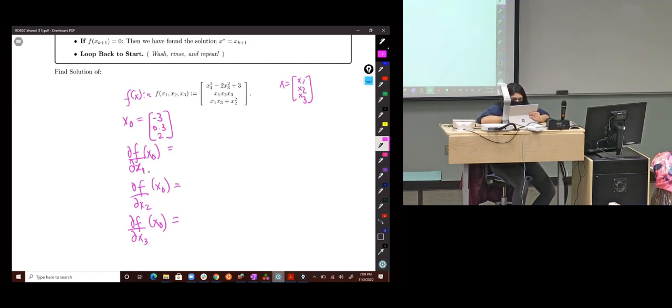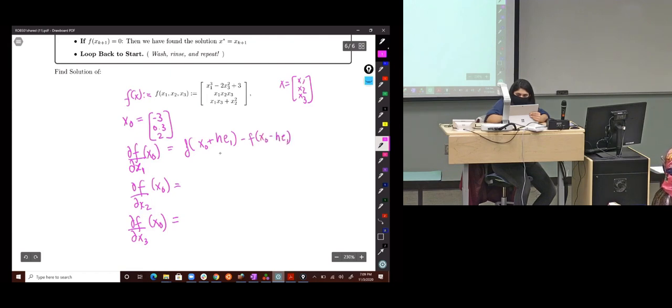So del f by del x1 at x naught will be my function f at x naught plus h times e1 minus f of x naught minus h times e1, divided by 2h. Now, what does this mean?